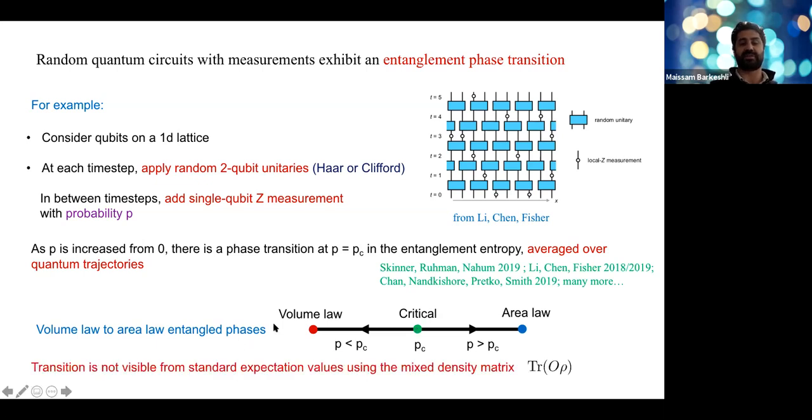Now, the interesting thing about this transition is it's not visible just from standard expectation values. If you just track the mixed density matrix that you get by applying these measurements, and you look at expectation values, the expectation values are completely insensitive to the value of P at late times. So you really have to look at something non-linear in the density matrix, like the entanglement entropy averaged over these quantum trajectories, in order to see something here.